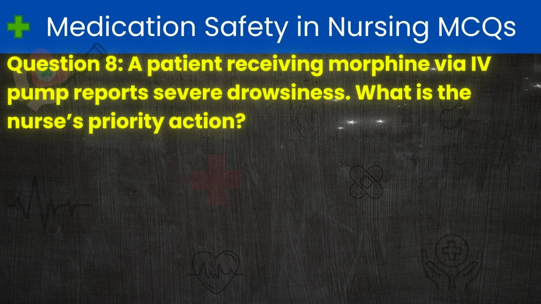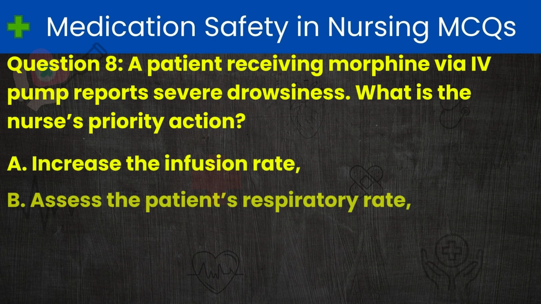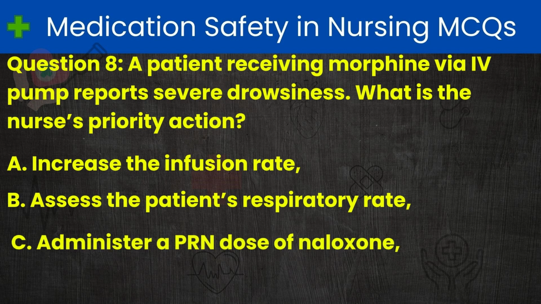Question 8. A patient receiving morphine via PCA pump reports severe drowsiness. What is the nurse's priority action? A. Increase the infusion rate. B. Assess the patient's respiratory rate. C. Administer a PRN dose of naloxone. D. Document the side effect.